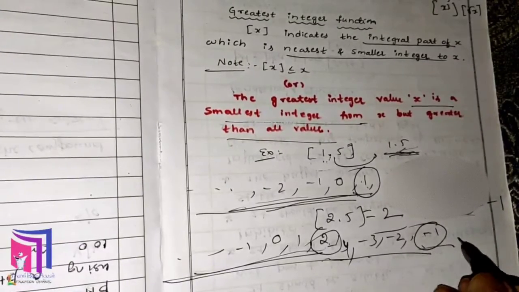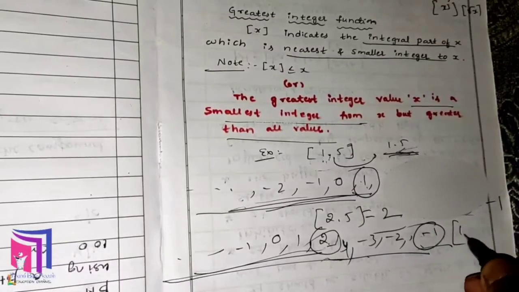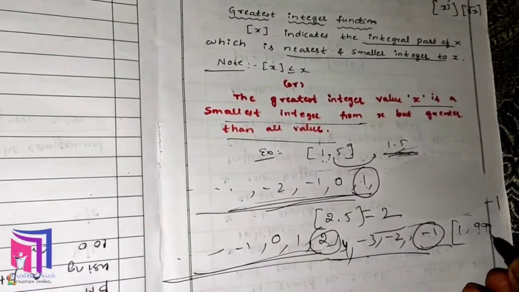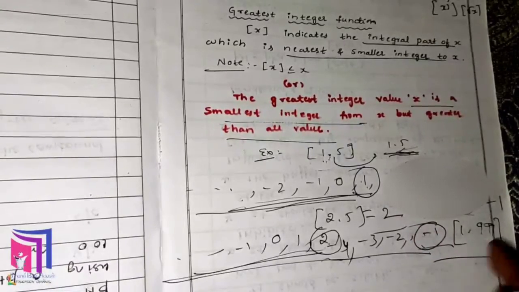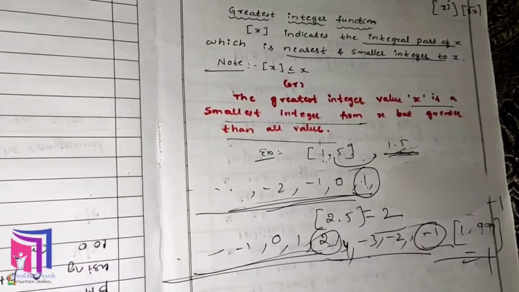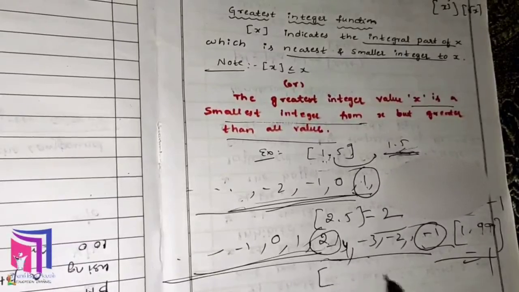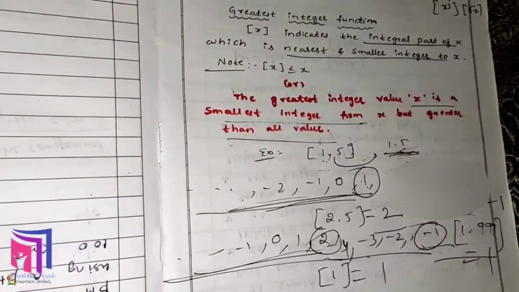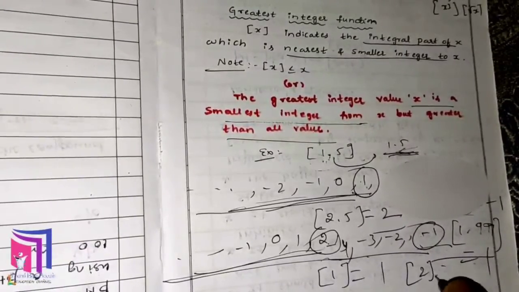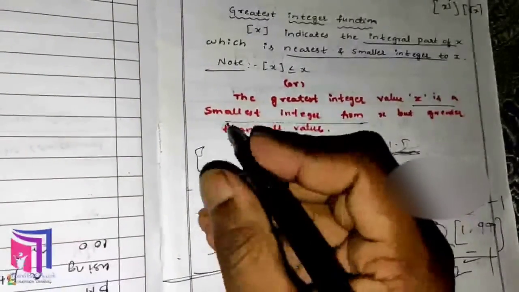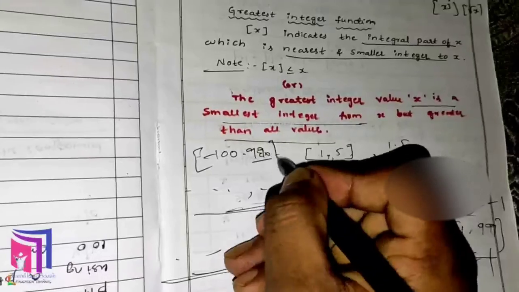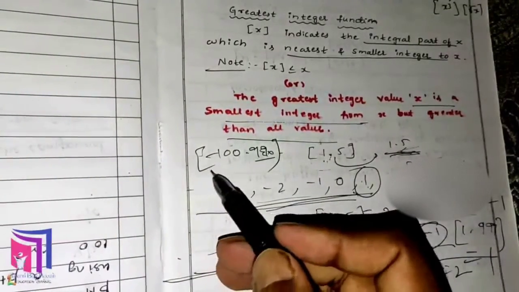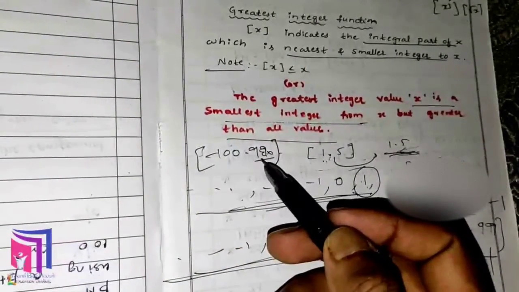What is the value of the greatest integer of 1.9999? What is the greatest integer of 1.99? The answer is 1 only. What is the greatest integer of 1? 1 only. Greatest integer of 2? 2 only. And the greatest integer of -100.99? Tell me, what is the greatest integer of -100.99?